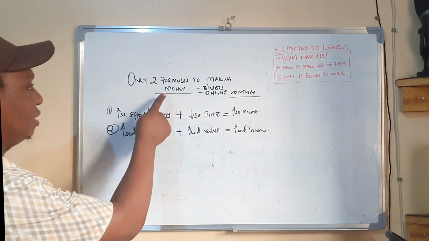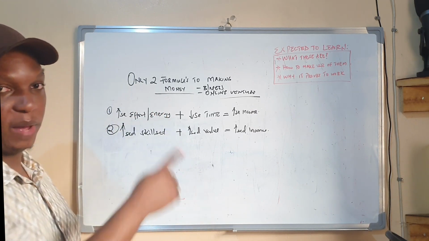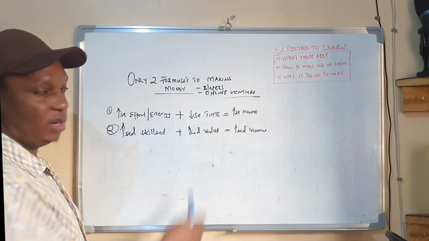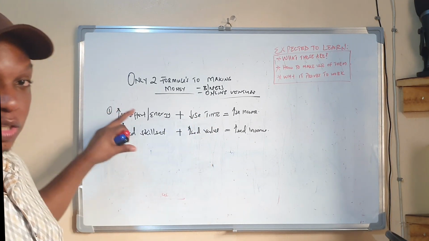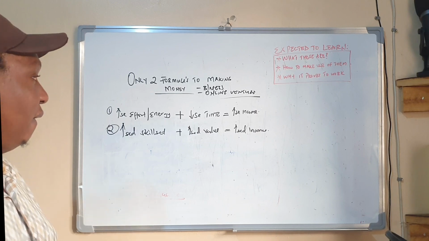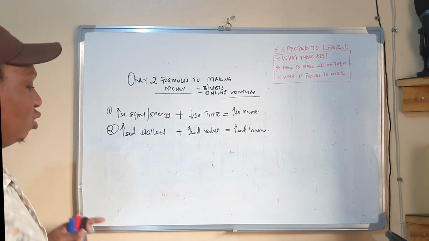Literally, there are two ways or two formulas you have to master if you really need to understand how money is made. Regardless whether you're a business person or running an online venture, these are the only two methods. Maybe there are more; you can let me know in the comment section. But to me, this is what I've found to be the most useful.